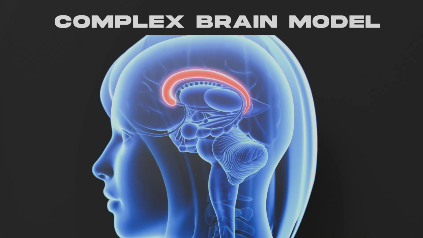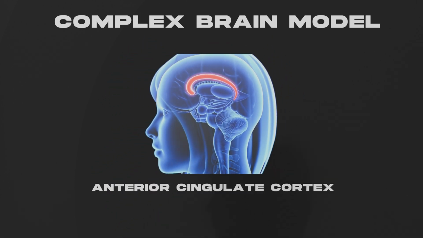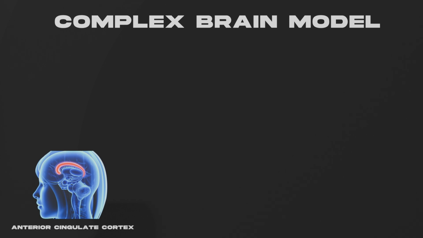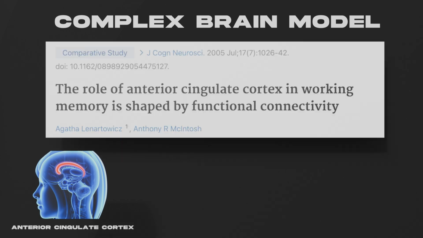In traditional neuroscience models, the anterior cingulate cortex, or ACC, might be labeled as the attention center or the error monitoring system. Under the independence assumption, we might study the ACC's role in attention by isolating tasks designed purely to measure attentional processes, ignoring memory, emotion, or bodily state. However, evidence contradicts this modular view.